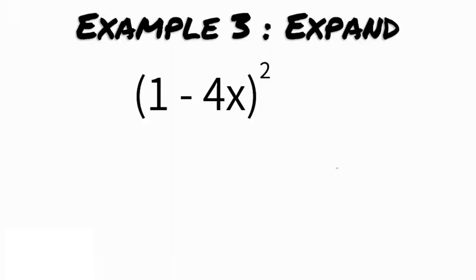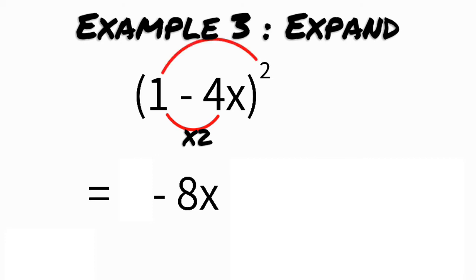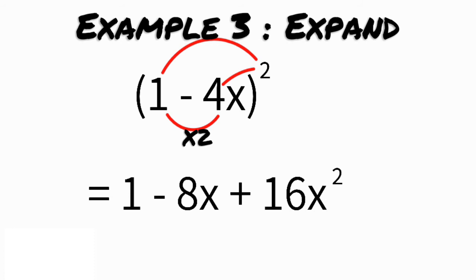So what happens when we are given a negative sign? We are going to use the same procedure, but this time, when we multiply the terms by each other, we take the minus into consideration. So what is 1 times negative 4x? The answer is obviously negative 4x. But remember, we have to times the value by 2, giving us negative 8x. 1 squared stays 1, and the square of a negative becomes a positive. So negative 4x all squared is 16x squared.